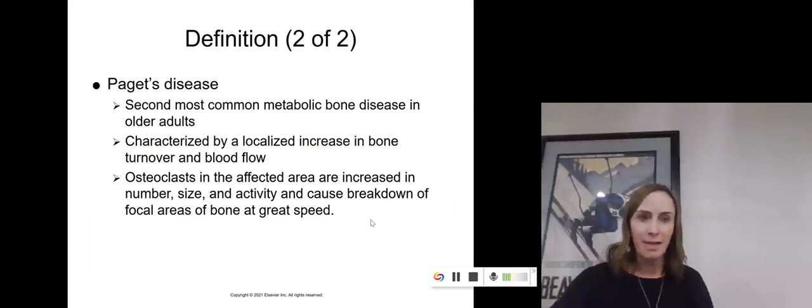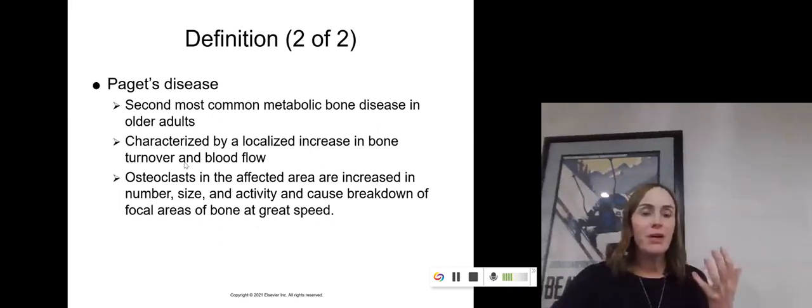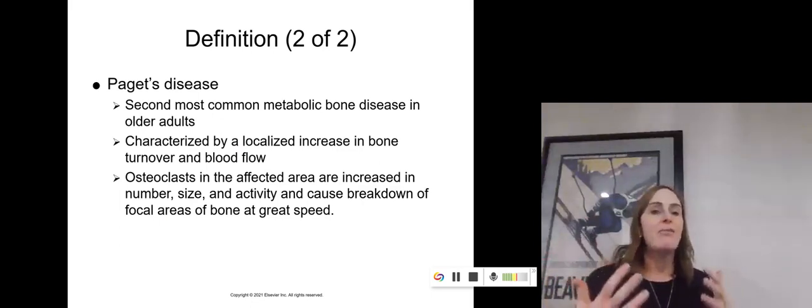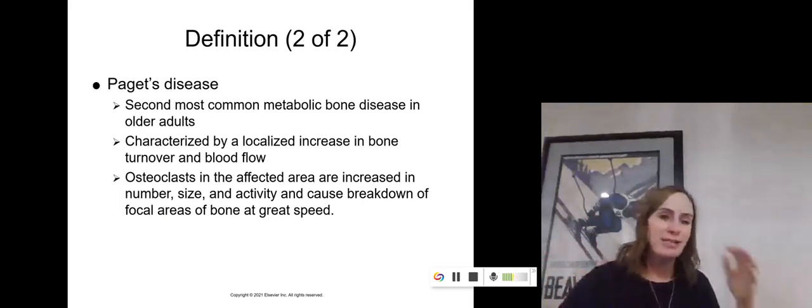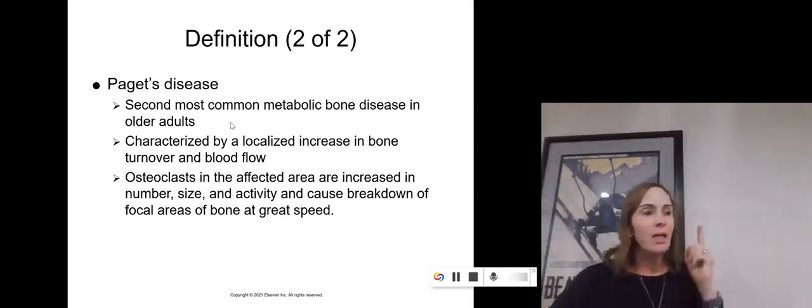The way I honestly think you're going to see it is you're going to get labs and you're going to see an elevated alk phos, and you're not going to know why. You're going to have to work the person up for Paget's disease, and they're not going to know they had it. Essentially, Paget's disease is where osteoclasts in the infected area are increased in number, size, and activity, and cause a breakdown of bone at a great speed. So then your osteoblasts are building up, and it's just a rapid process. So what is the treatment? Bisphosphonates. We turn that osteoclast down.